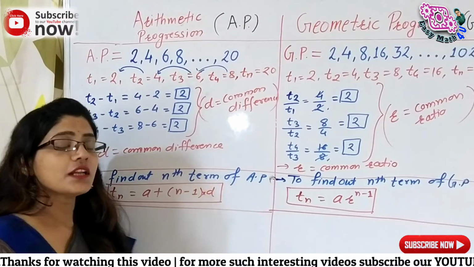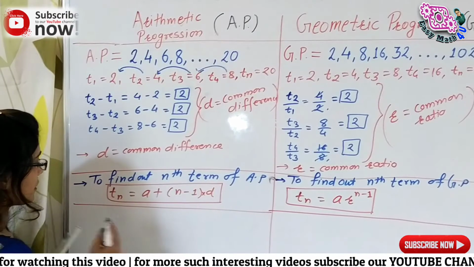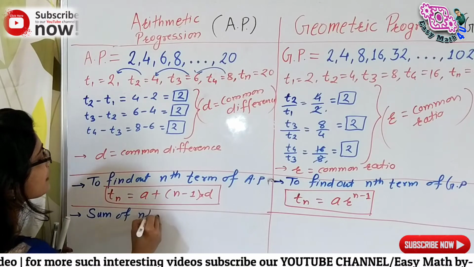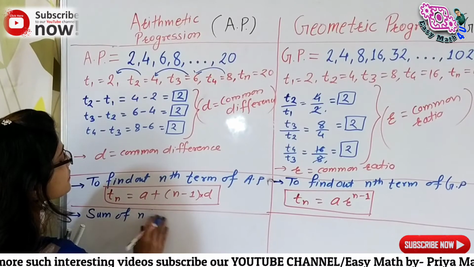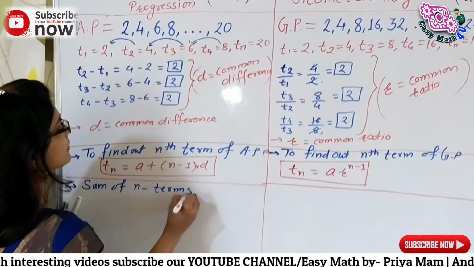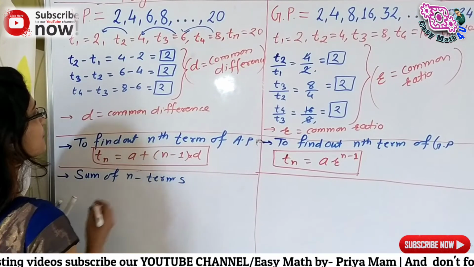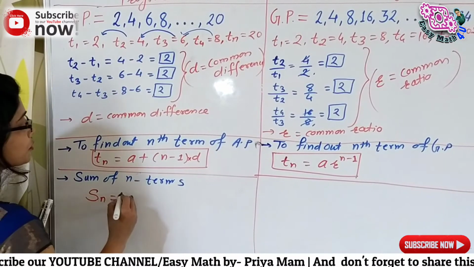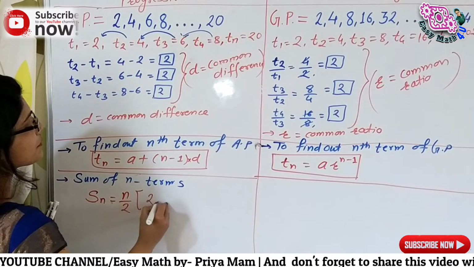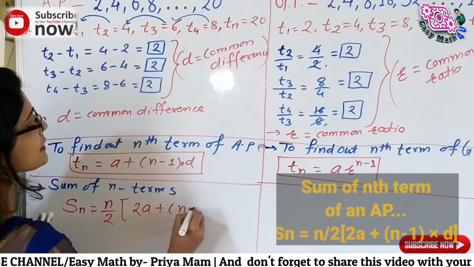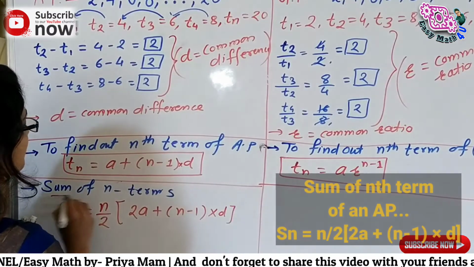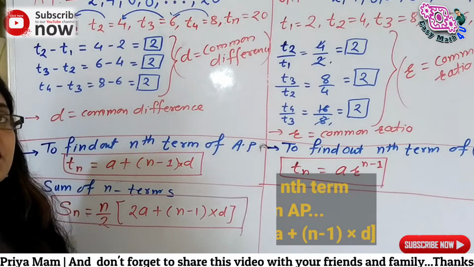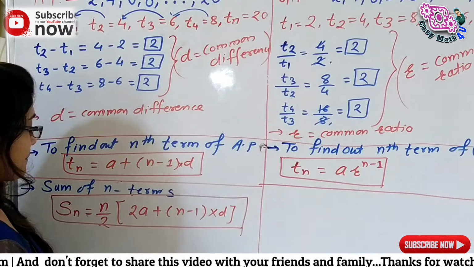Now how to find the sum of n terms? To find the sum of a number of terms, there is a formula: S of n is equal to n by 2 in bracket 2a plus (n minus 1) d. By using this formula you can easily find the sum of that particular AP.